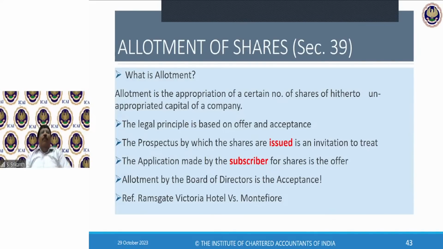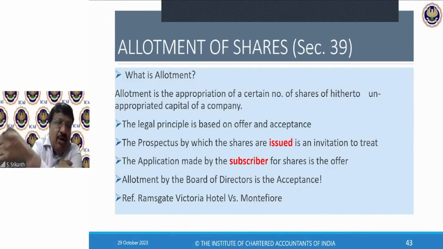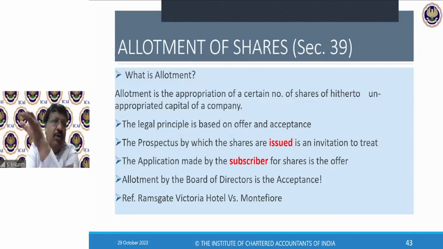Or being appropriated. That means being identified as belonging to somebody. All along these shares had no owners. Now, after allotment, specifically we will say these shares belong to Ramu, those shares belong to Mohan, like that we will allot. That is called allotment. So a certain number of shares which up to now have not been issued by the company will now be allotted. If you don't like hitherto, then use up to now.